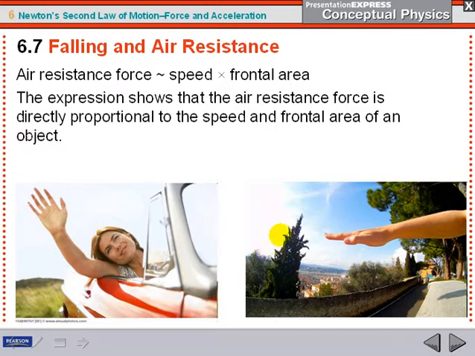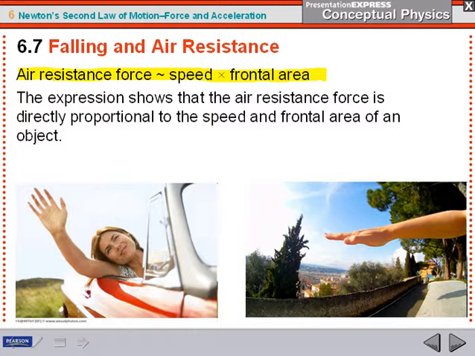Here's a great way of doing it: you could take your hand and hold it out flat like this, or you can then turn it sideways so that it slices through the air and you can see it. So those are the two things that air resistance force is dependent on. It's dependent on the speed of the object that's moving through the air, and also the frontal area that's trying to push through the air.